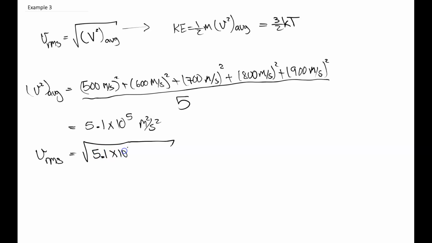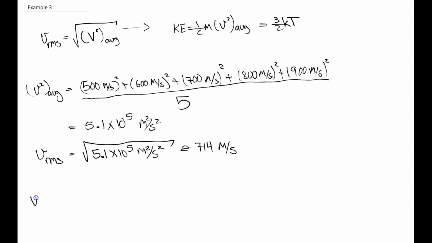which means that VRMS is the square root of 5.1 times 10 to the 5 meters squared per second squared, or about 714 meters per second.